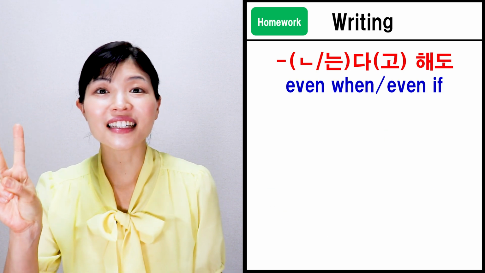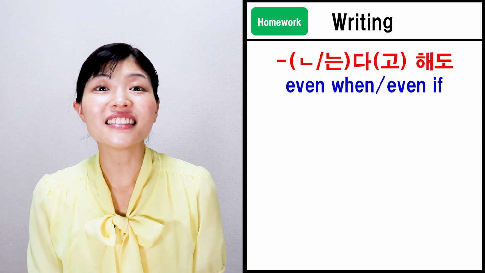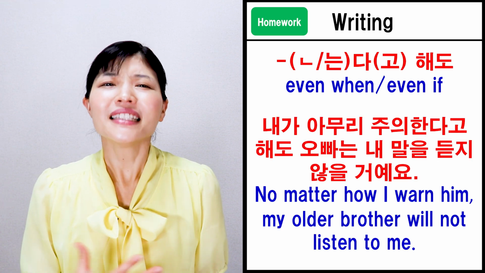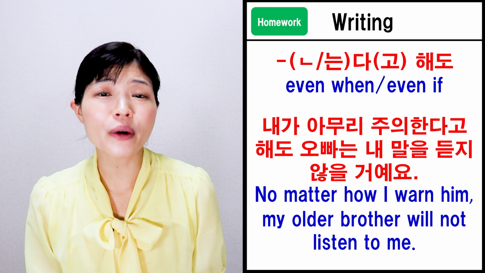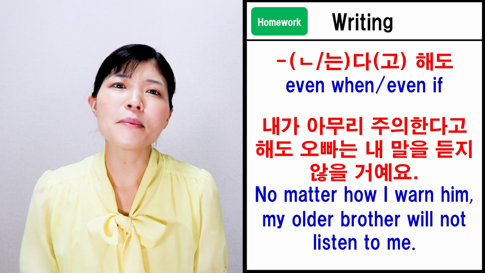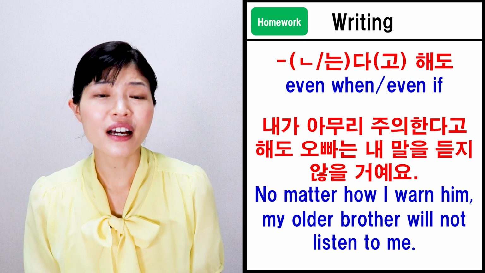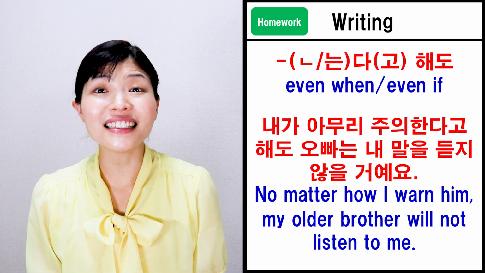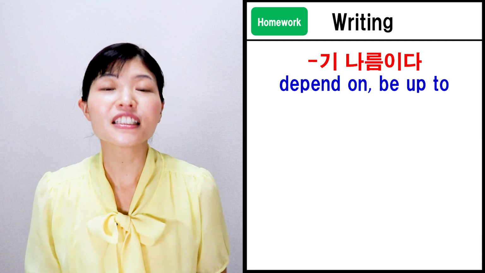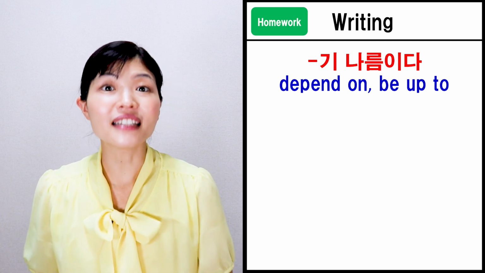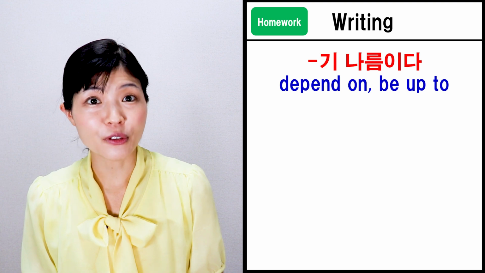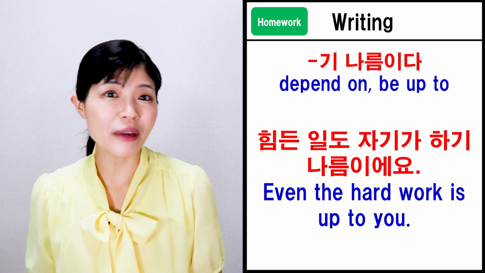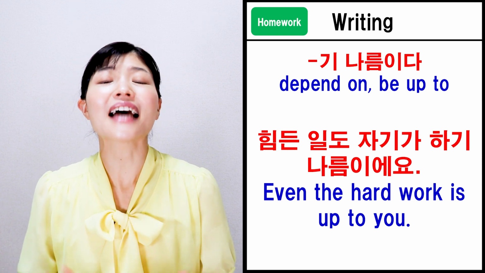For the second sentence, please use 니은, 는다고 해도 even when, even if. For example, 내가 아무리 주의한다고 해도 오빠는 내 말을 듣지 않을 거예요. No matter how I warn him, my older brother will not listen to me. For the third sentence, please use 기 나름이다, depend on, be up to. For example, 힘든 일도 자기가 하기 나름이에요. Even the hard work is up to you.